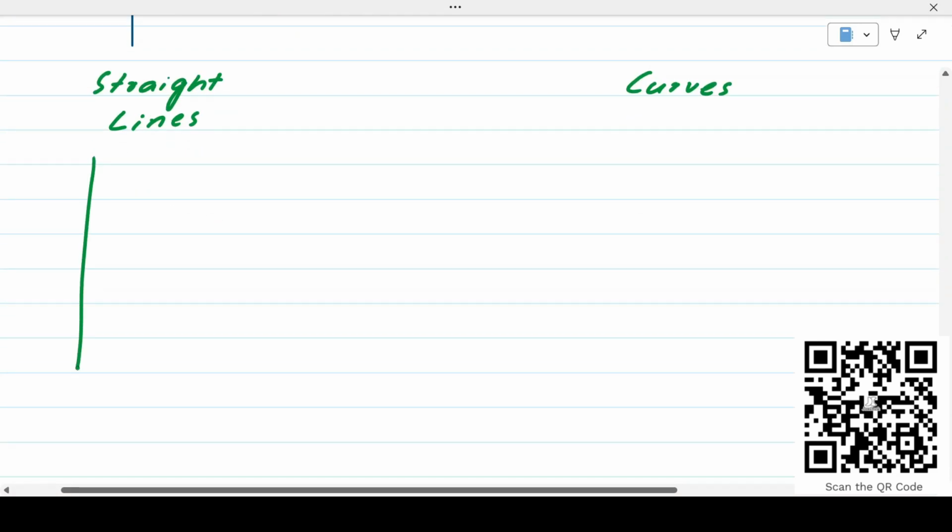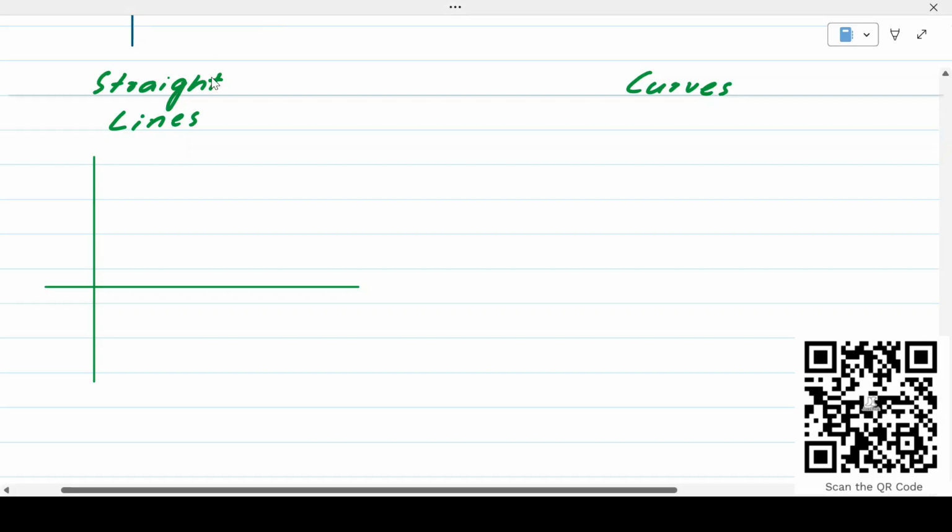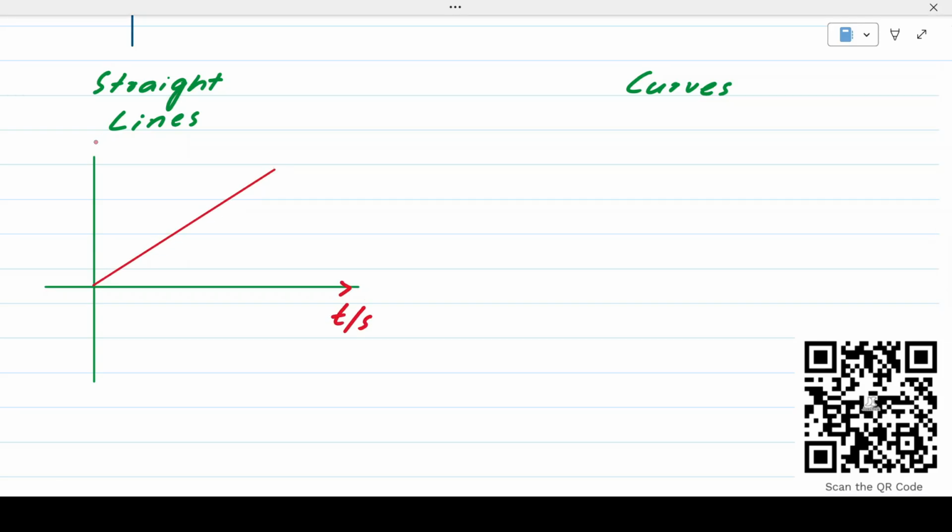So the straight line graphs have constant gradients. So for example, a graph looks something like this. If it is, let's say, a displacement time graph, what does that mean? It means velocity is constant. If it is, let's say, a velocity time graph, it means acceleration is constant. If acceleration is constant, then the resultant force is also constant.